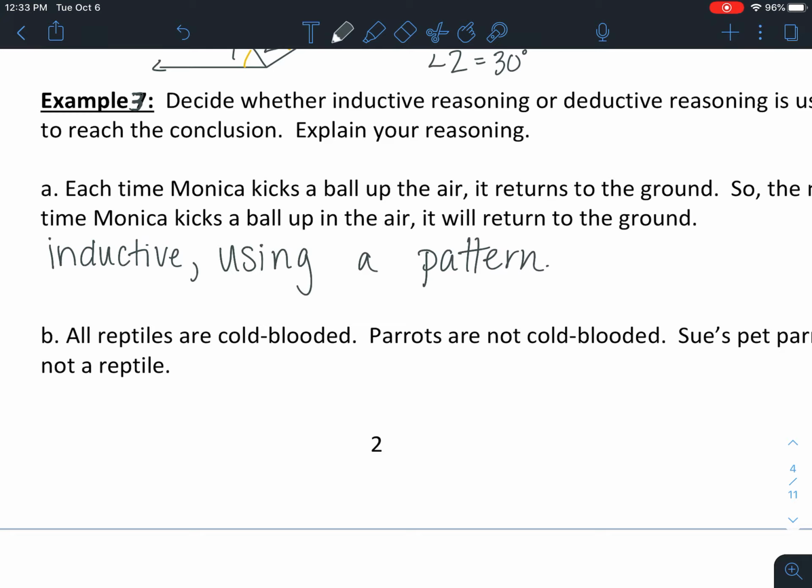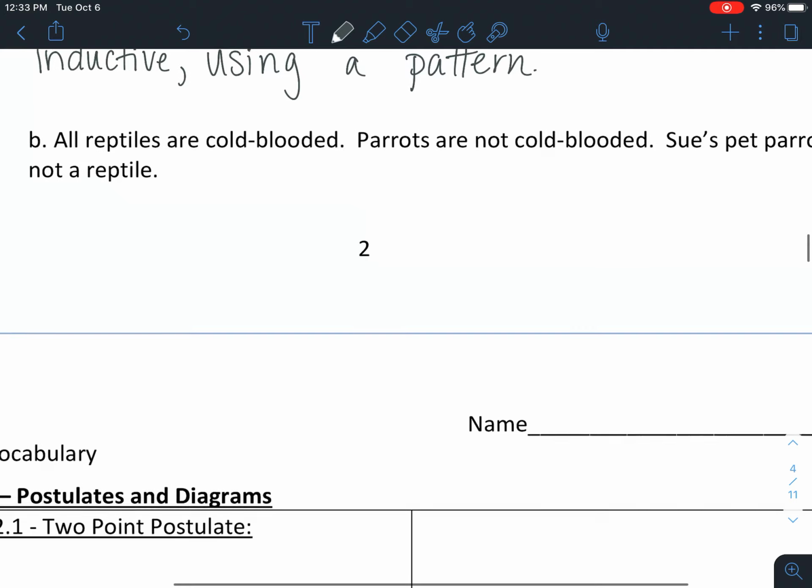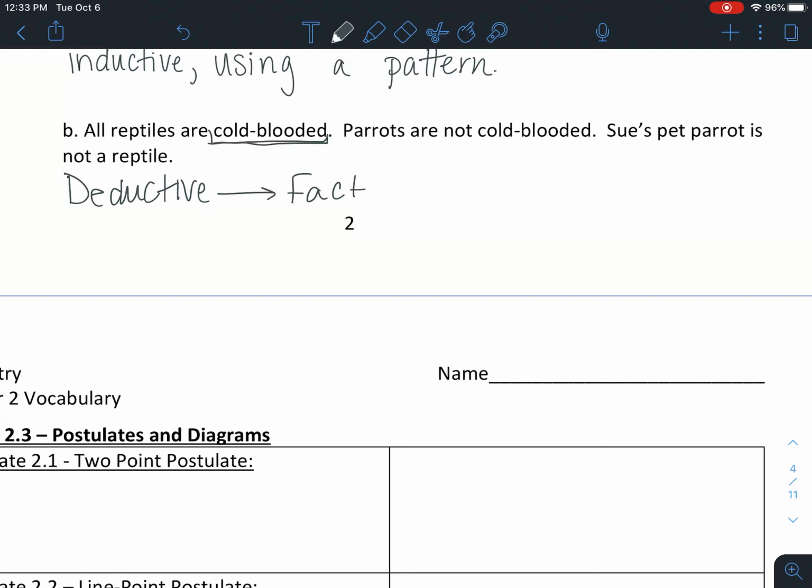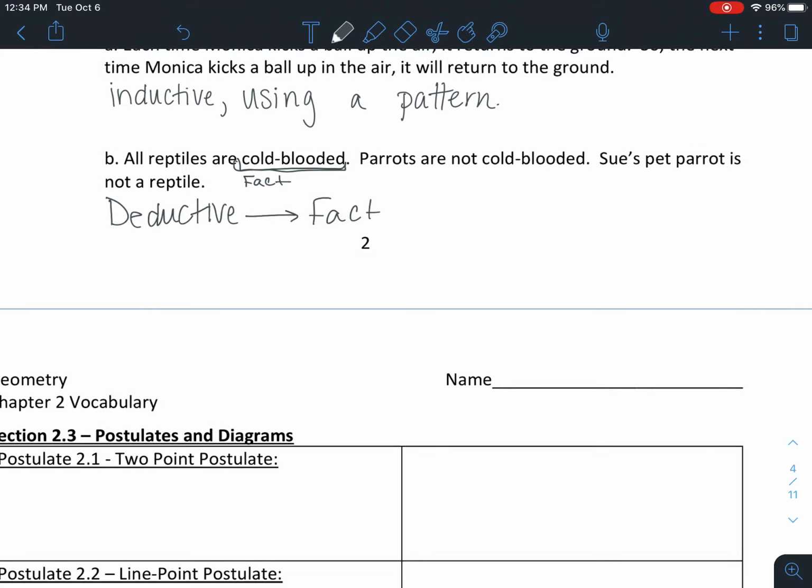All right, let's try this next one. All reptiles are cold-blooded. Parrots are not cold-blooded. That means Sue's pet parrot is not a reptile. This one is going to be deductive reasoning. That is because she's using facts. For example, that all reptiles are cold-blooded. That is a fact that is proven. Because she used that fact to then apply it to her parrot, that is going to be deductive reasoning.